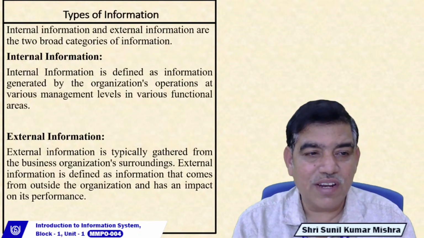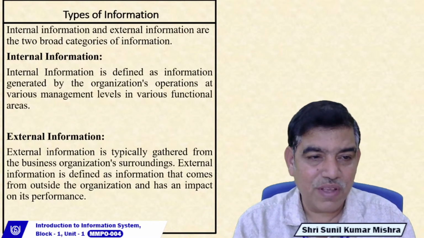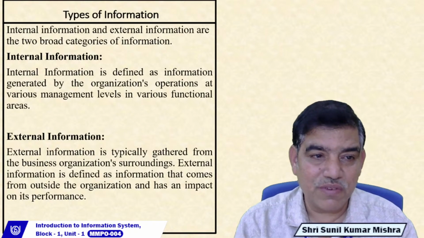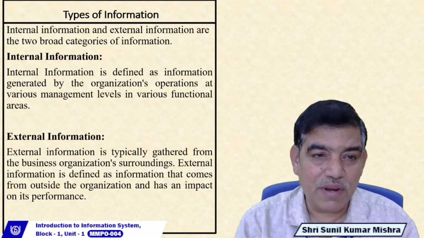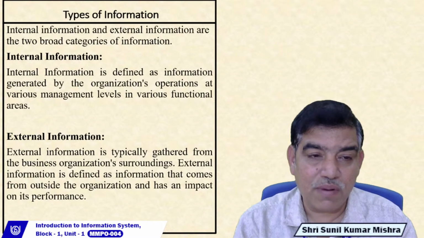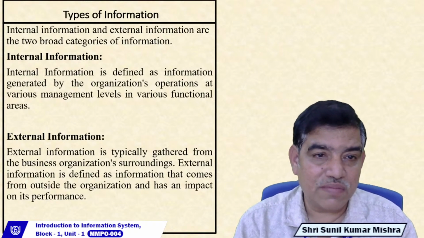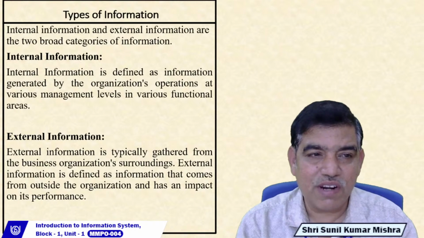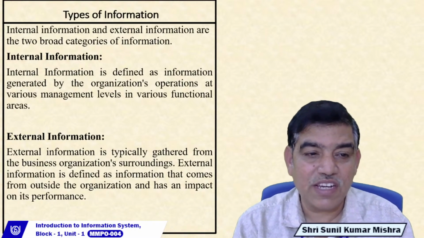As we know, data entered into a system is processed to generate meaningful information, which is needed by every person in the organization for planning, monitoring, and the smooth running of the organization. So there are two types of information, internal information and external information. What is the meaning of internal information and external information?